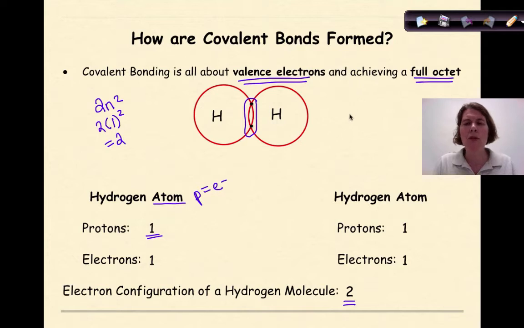If I was to do the structural diagram of this, I would just say hydrogen, then a dash representing 2 electrons, and another hydrogen. So that's how those covalent bonds are forming. It's the sharing of valence electrons.